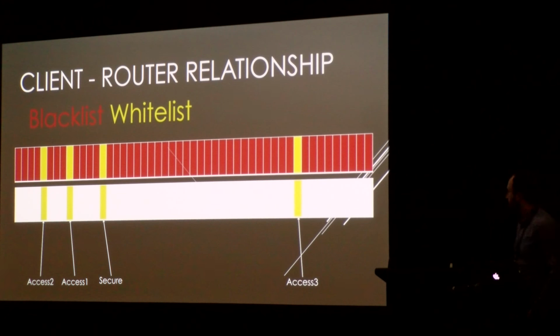So here you can see this is actually what it might look like if you're looking at the predefined range. So you have the yellow ports there.